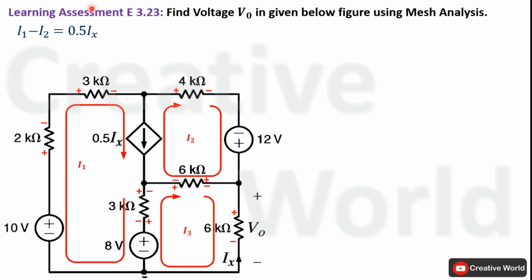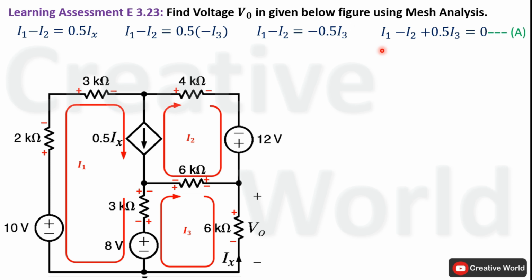So replace Ix with its value: I1 minus I2 equals 0.5 times minus I3. Now open these brackets. The equation will become I1 minus I2 equals 0.5 times I3 with a minus sign. Place this value on the other side of the equal sign. The equation will become I1 minus I2 plus 0.5 times I3 equals 0. This is the first mesh current equation of this network.